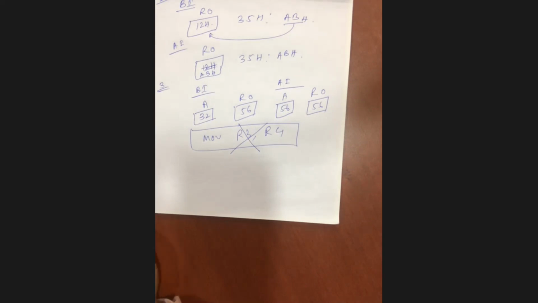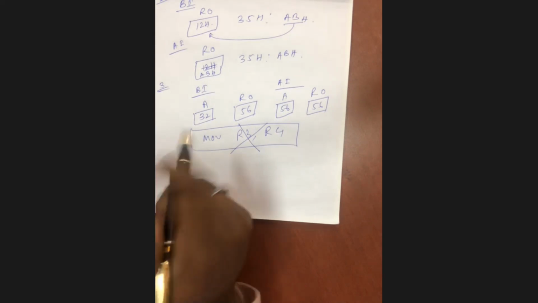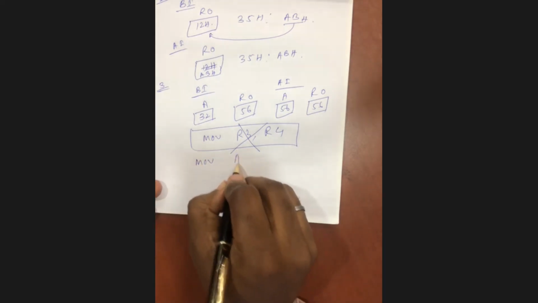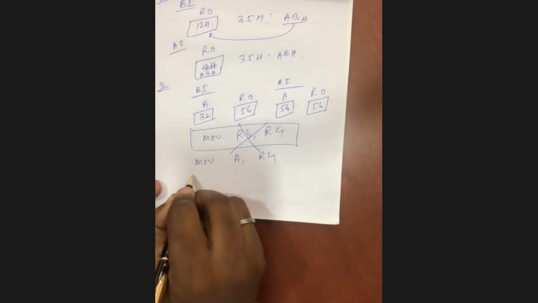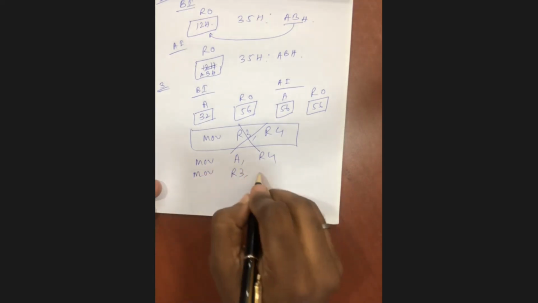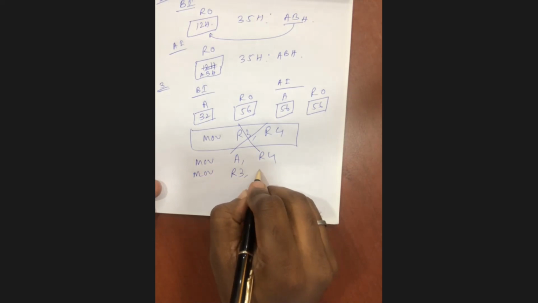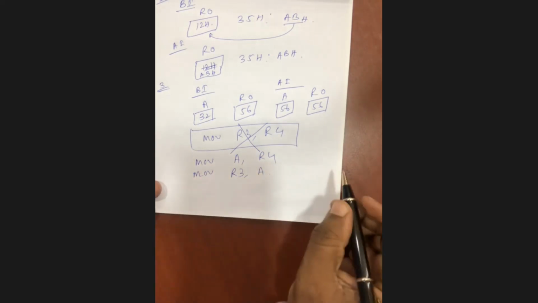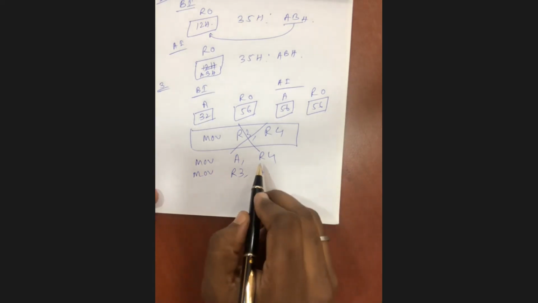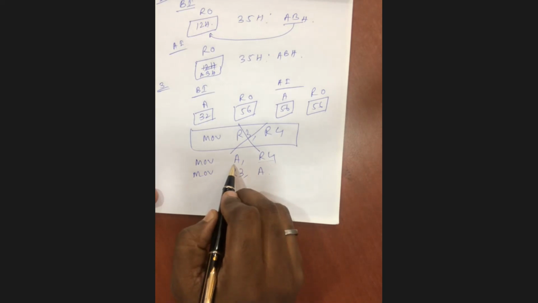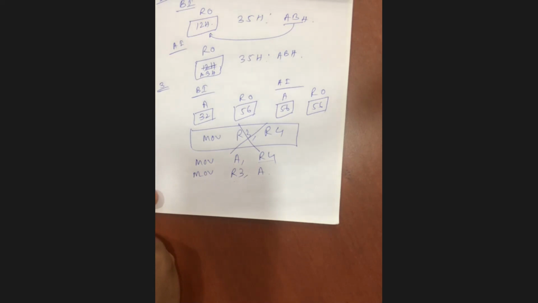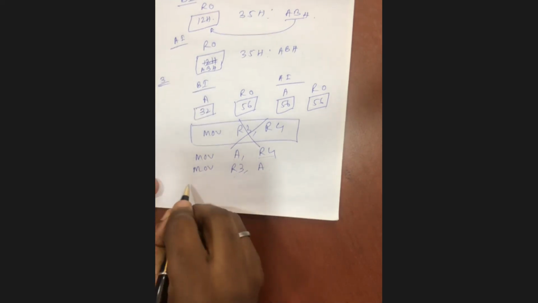So how can it be done? Sir, through a memory location or the accumulator? Like MOV A, R4, and then MOV R3, A. R3, R4 directly is not possible. I already told you. So first the R4 content is copied into the accumulator, which is possible. Then the accumulator content is copied into R3. Okay. Yes, sir. Another way is also possible.